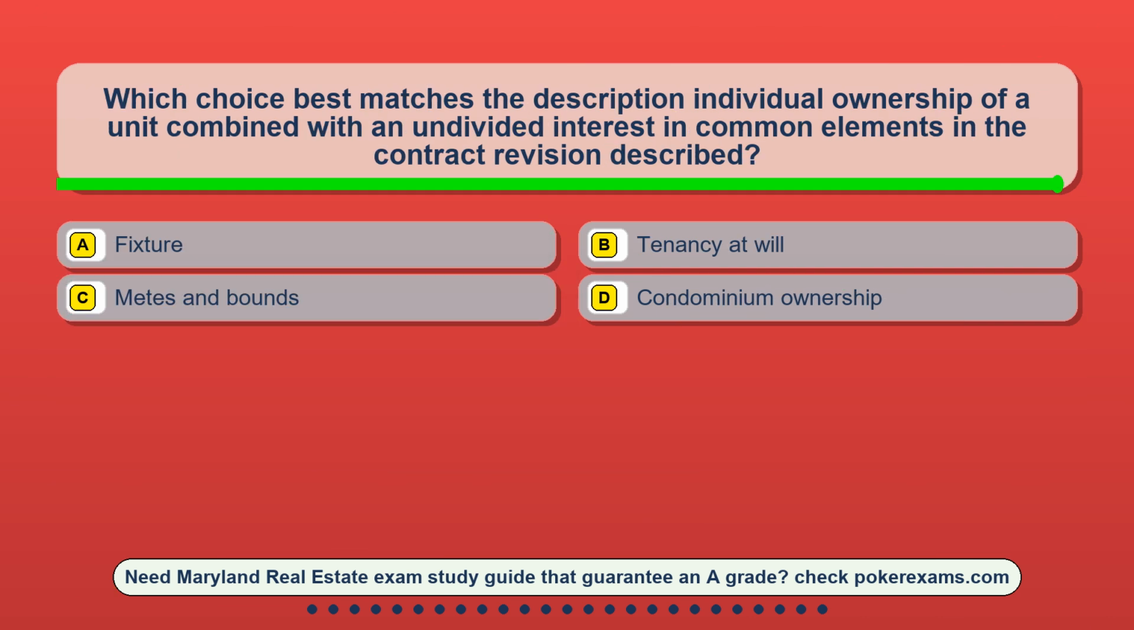Question 3. Which choice best matches the description, individual ownership of a unit combined with an undivided interest in common elements, in the contract revision described? Option A, fixture. Option B, tenancy at will. Option C, metes and bounds. Option D, condominium ownership.